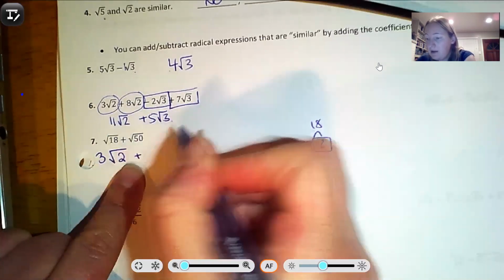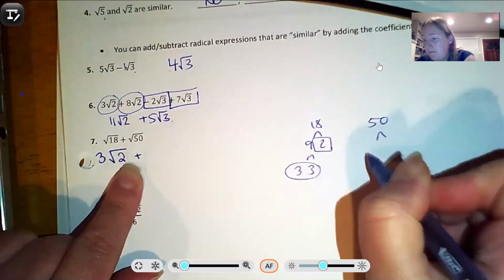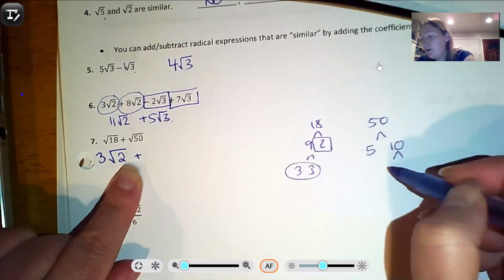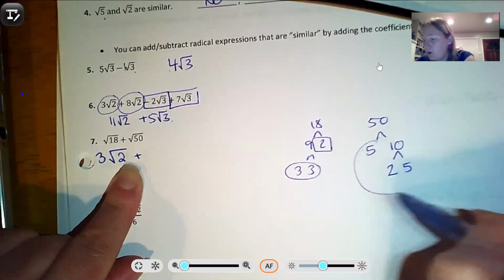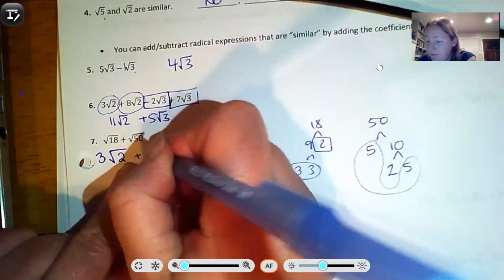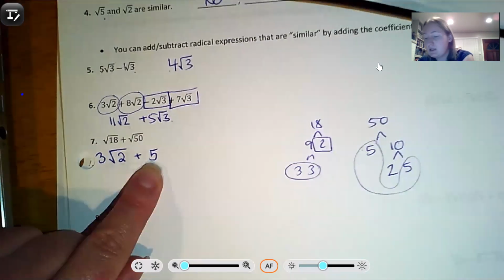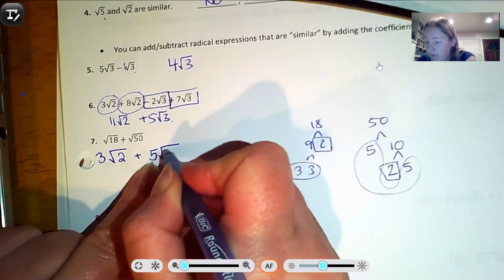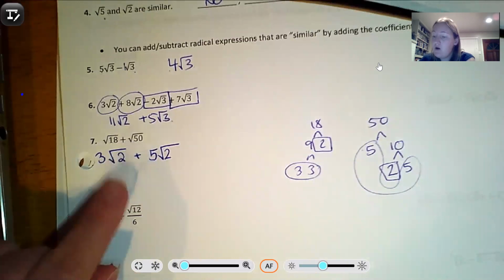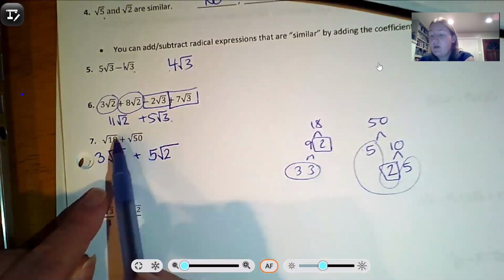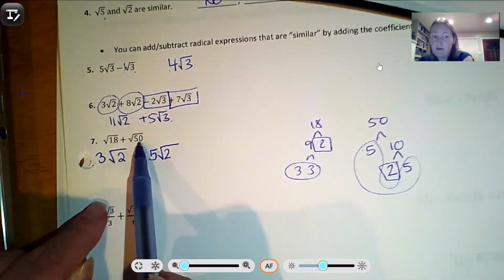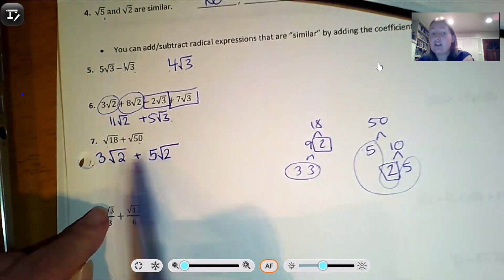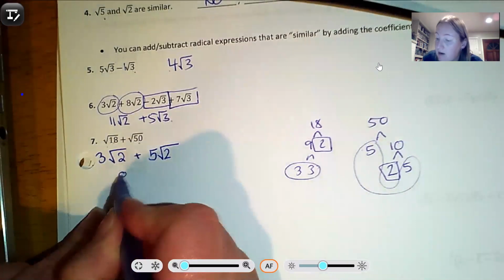And then 50, you might think of as 5 and 10, or you might think of 25 and 2. No matter what you end up doing, you have a group of 2 5s. I'm doing groups of 2 because it's square root, and I have this leftover 2. Square root, leftover 2. So now it's a little more obvious that although it doesn't look like they have the ability to be added because they have different radicands, once you've simplified it, you actually can, and it would end up being 8 root 2s.